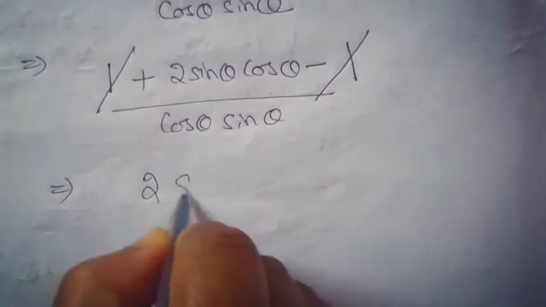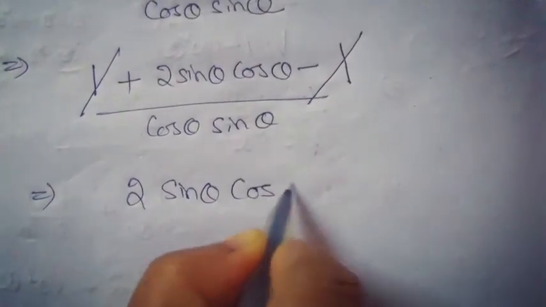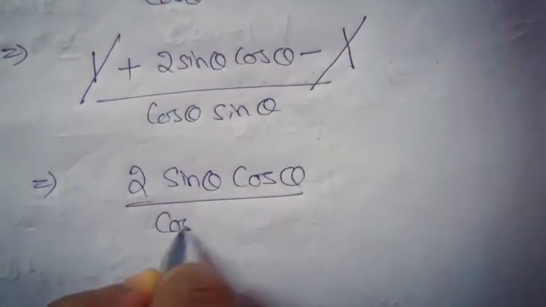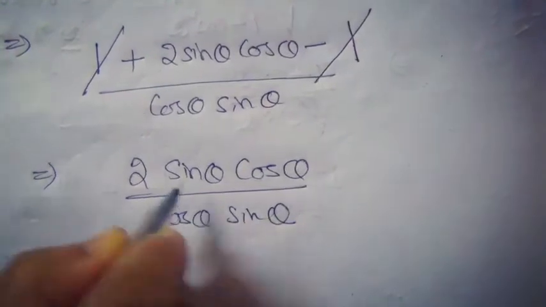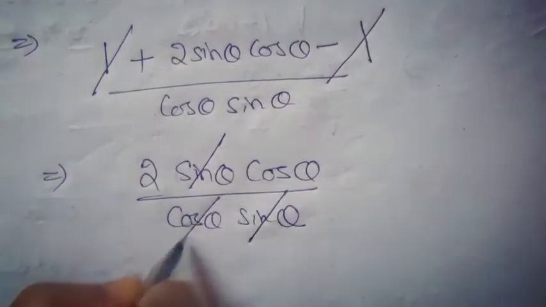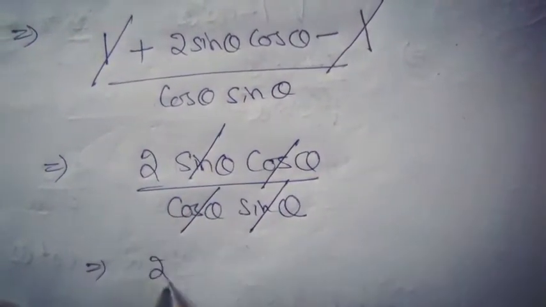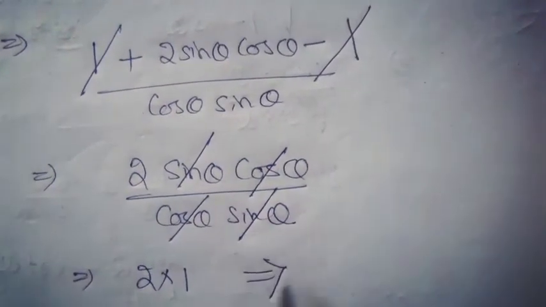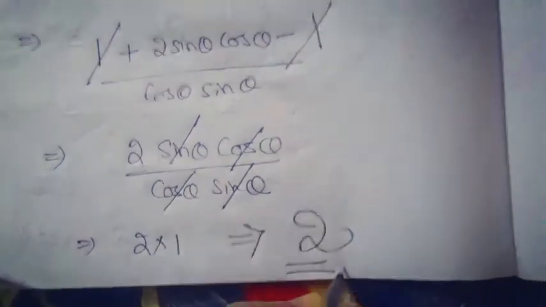That implies 2 sin theta cos theta by cos theta sin theta. So sin theta cancels, cos theta cancels. That is equal to 2 into 1, that is equal to 2, which is the answer for the first sum. Okay, so now we have the second sum, which we have to prove or solve.